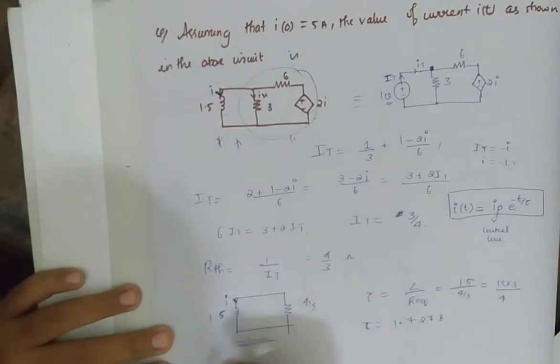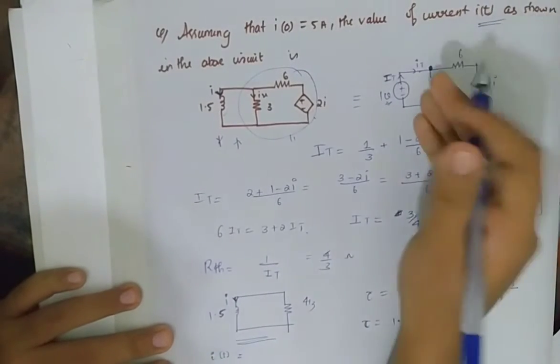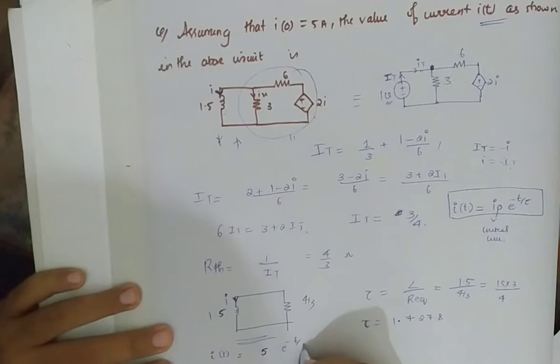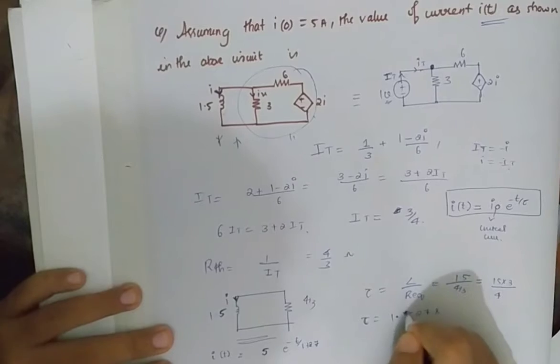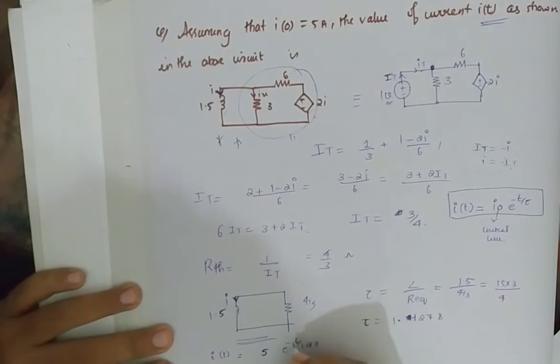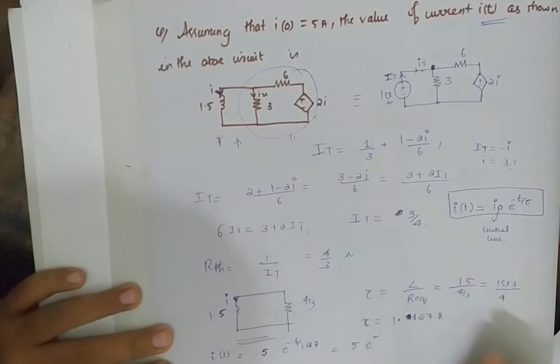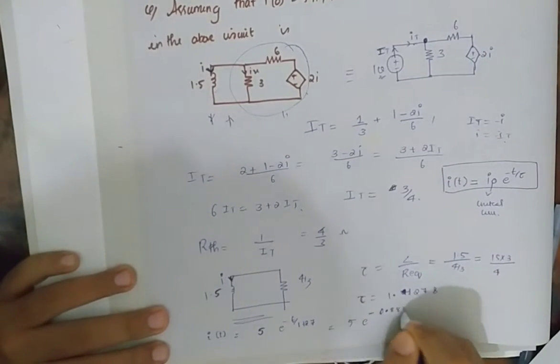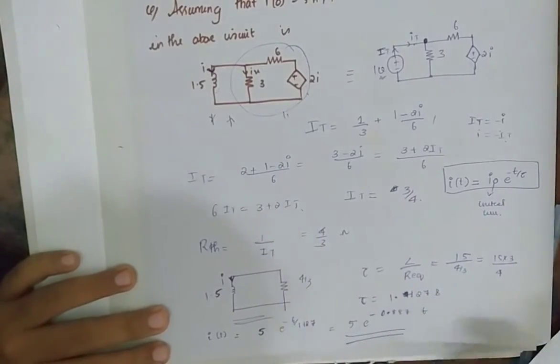So I'll write the equation for the current. We have to find out I of t, that is the question. So I of t is equal to I0, it is given in the question that it is 5 ampere, into e raised to minus t divided by 1.127. It is not 727, it is 127. So we'll get 5 into e raised to minus 0.887 t. So this is the answer.